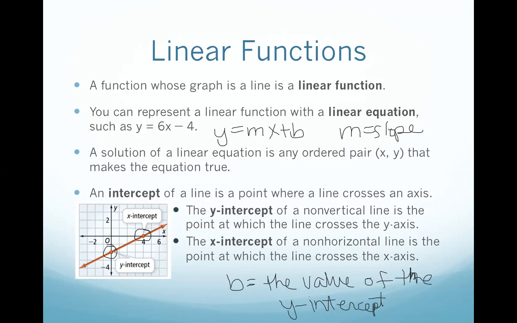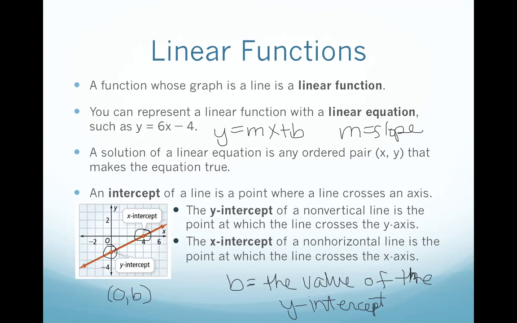Now, why didn't I say that b is the y-intercept? Well, the y-intercept is a point, right? And a point has an ordered pair. In this case, it will be (0, b). So the ordered pair describes the point or the intercept, but b is the value where that intercept occurs. Okay, it's the y value where the graph crosses the axis.